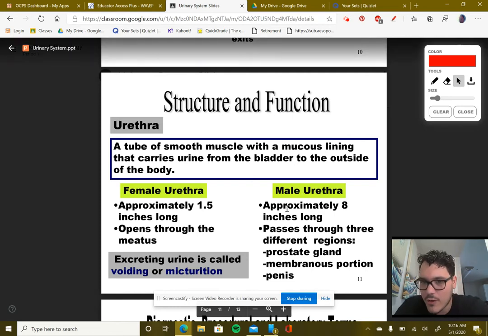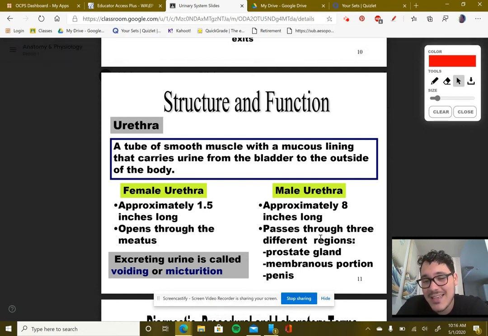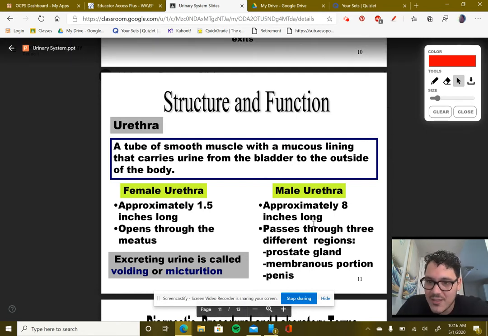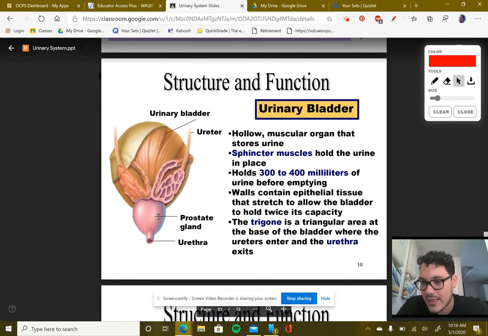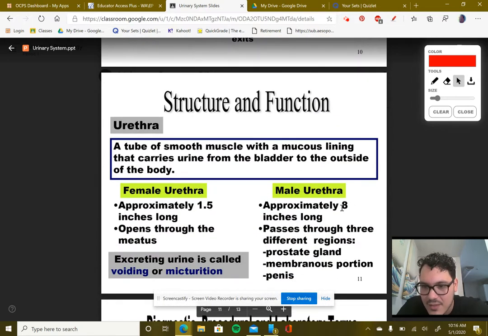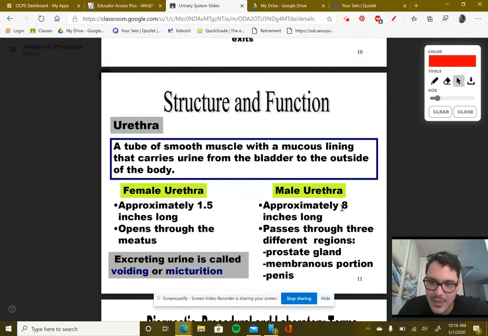Now, onto the male urethra. You'll notice that the size is rather different. It's approximately 8 inches long, substantially longer than the female urethra. And the only reason it has to be is because it has to pass through more structures. So, for instance, it has to pass through 3 different regions. We just saw earlier how it has to pass through the prostate gland. The prostate gland is pretty big. It's not substantially large, but it's big enough that it needs to get its way through. Then the membranous portion, which is towards the base of the penis, and then, of course, the penis itself. So it does have to travel a longer distance.